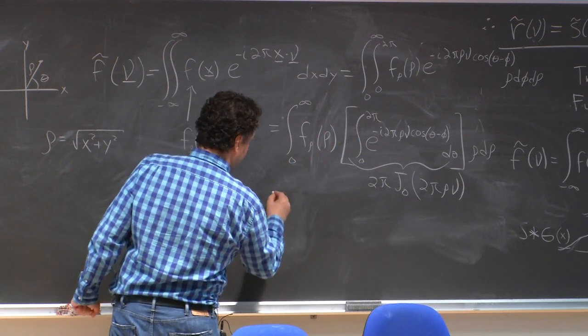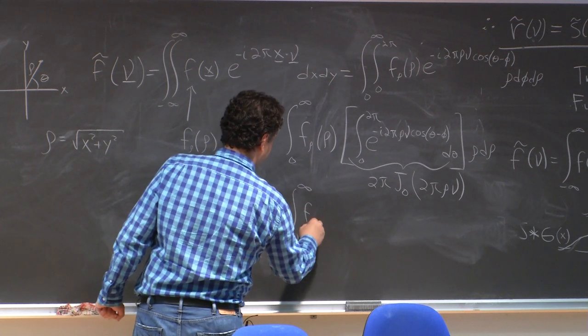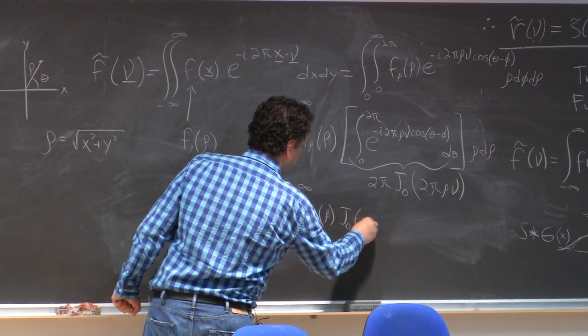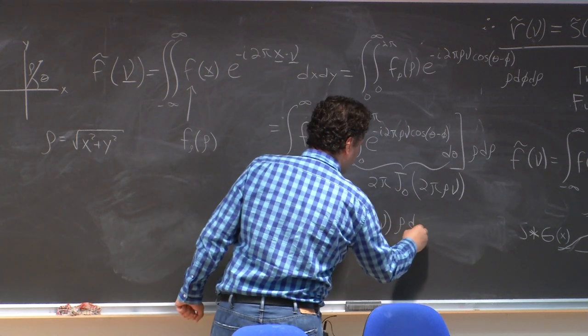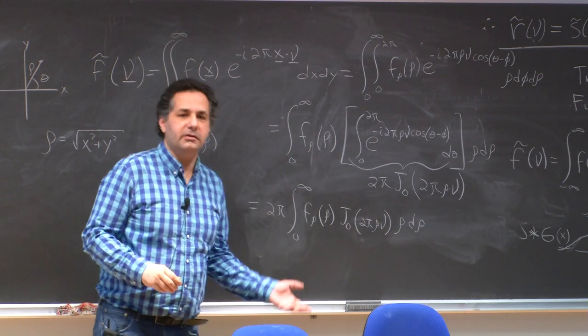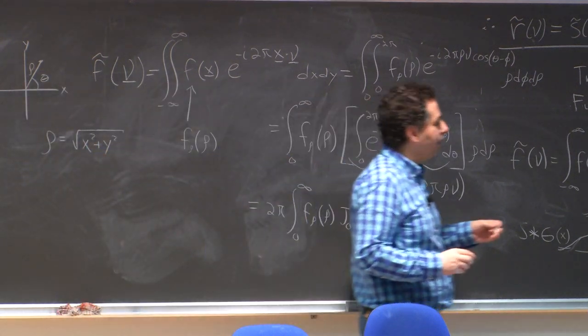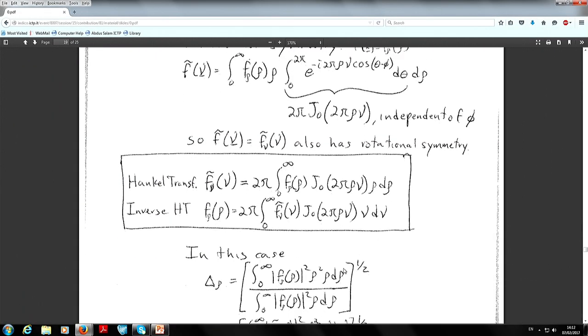So this now becomes 2 pi integral 0 to infinity f of rho J0 of 2 pi rho nu rho d rho. And this is a form of the Fourier transform with only one integral, even though we're in two dimensions. And this is sometimes called the Hankel transform. It's just another way of writing the Fourier transform if we have rotational symmetry. So it's given by this, and the inverse Hankel transform looks the same way.